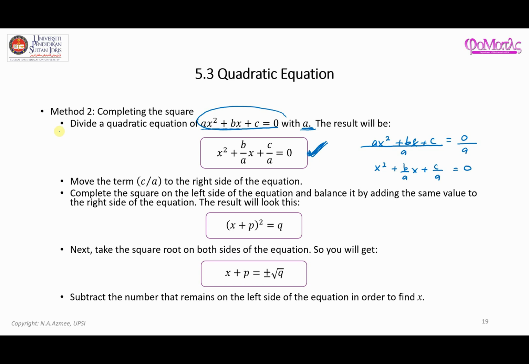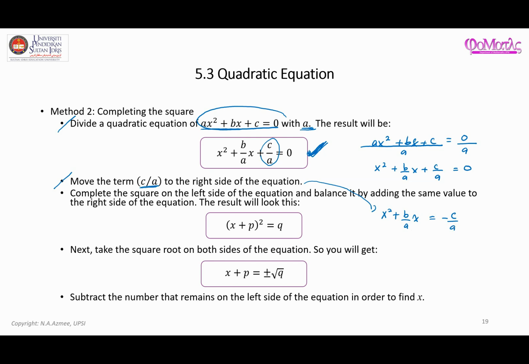And then move the term c over a to the right side of the equation. So this is the term. So move it to the right side of the equation. Okay. Next, complete the square. So when you move it to the right side of the equation, it will become x squared plus b over a x is equal to negative c over a.